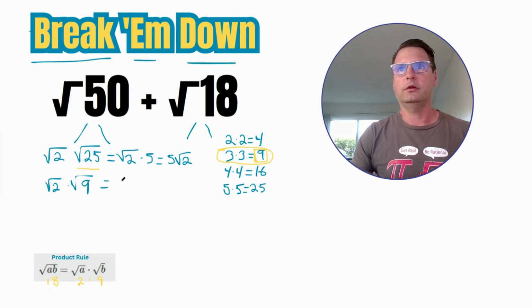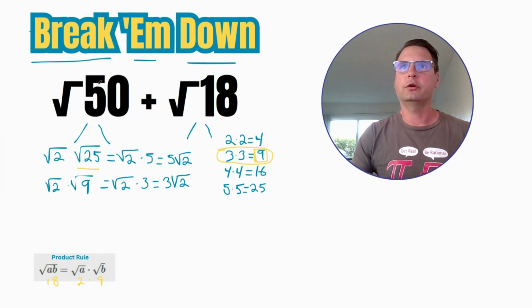Let's simplify it a little. We can't break down square root of 2, so we've got to leave that alone again. But square root of 9, that's easy, because 3 times 3 equals 9. So that's equal to 3. Rewrite it in the preferred format, and we get 3 times square root of 2.